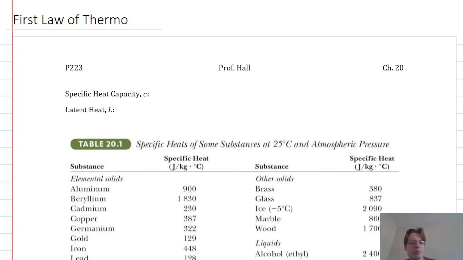First, we'll review specific heat capacity and latent heat. Specific heat capacity is the number you need so you can predict how much heat it will take to warm up an object. To figure out that quantity of heat, which we call Q, you take the mass of the object that you're warming up, multiply by the value of C, which we look up in a table, and then multiply by the temperature change that you're after.